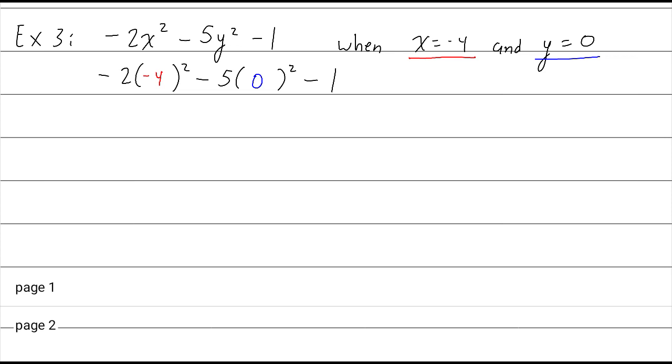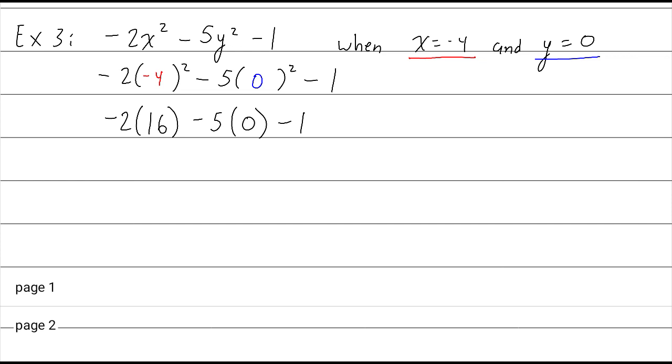All right, and then next thing would be exponents. I can square negative 4. Negative 4 times negative 4 is a positive 16. So this becomes negative 2 times a positive 16. 0 squared is 0. Minus 1. All right, exponents, done with that.